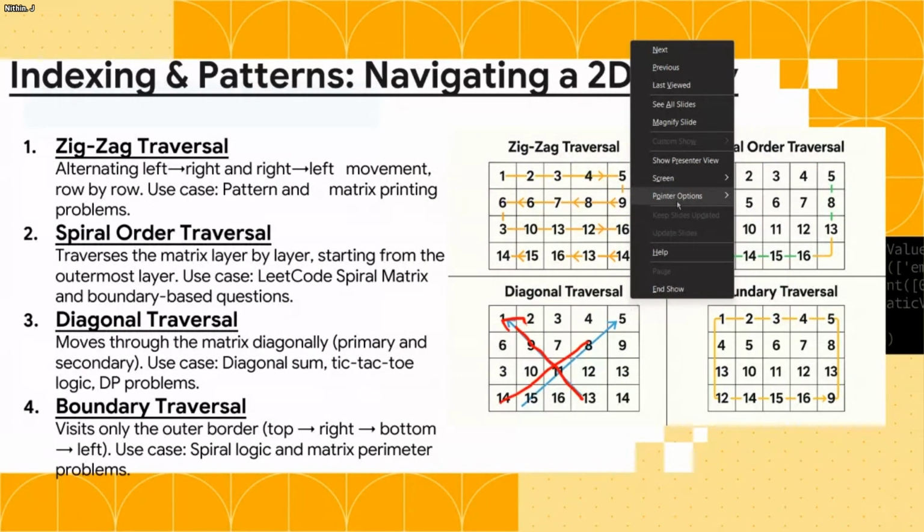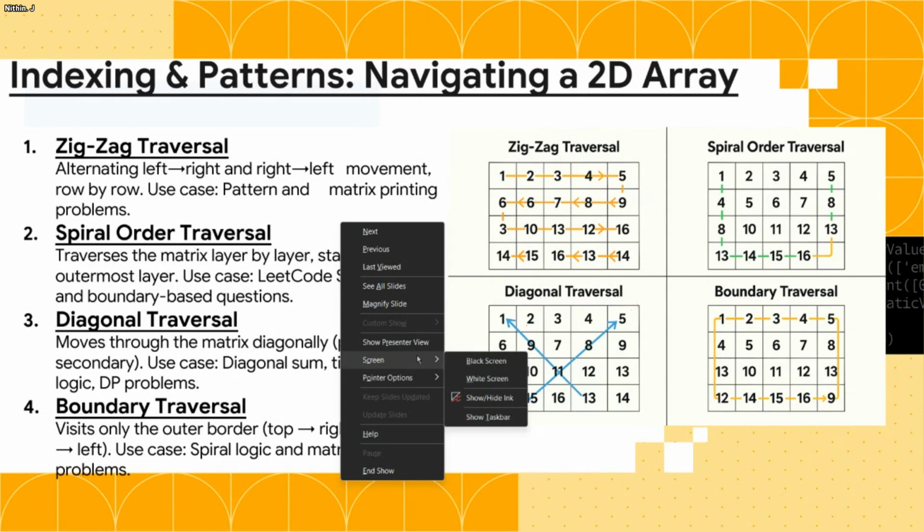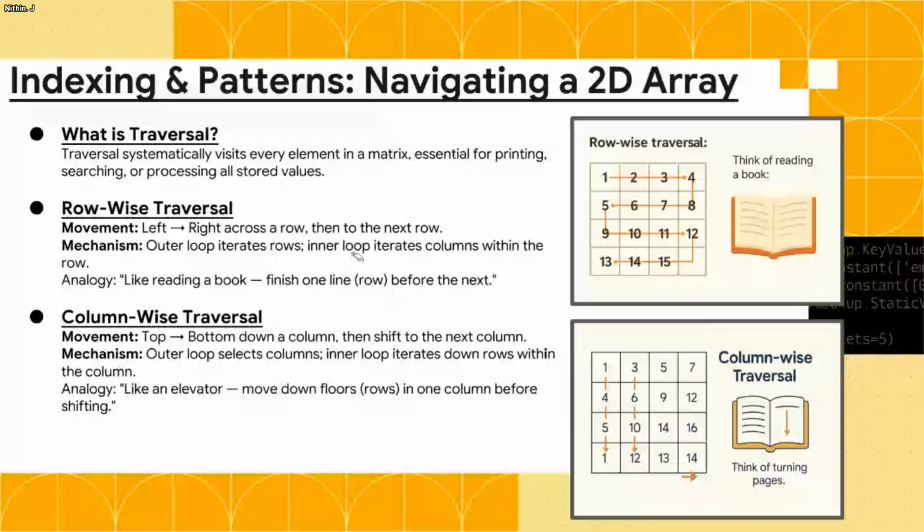So coming to the concept of indexing and pattern, where we are going to learn different types of traversal. We have completed the indexing part. Now we will do the traversing. So what do you guys mean by traversing? Traversal basically means a systematic way of visiting all the elements present in the matrix. It's very important for printing, searching, or processing the elements that are stored in the array. So basically it's a systematic way of accessing each element of the matrix.